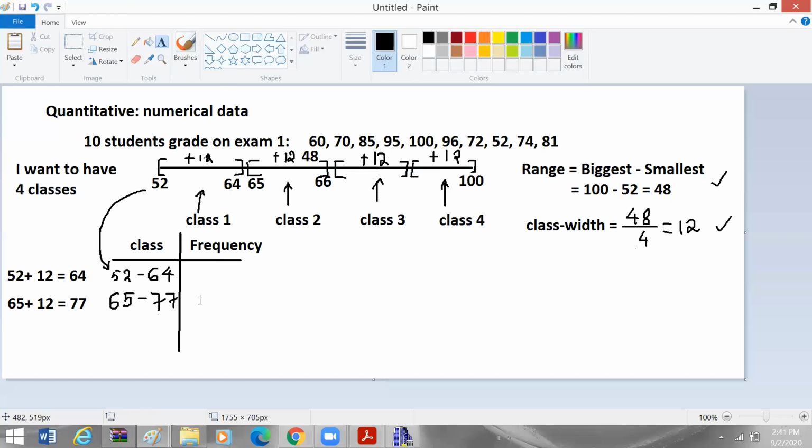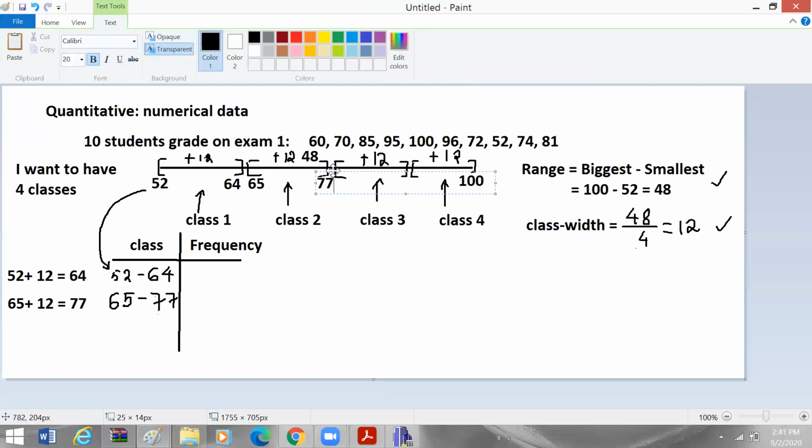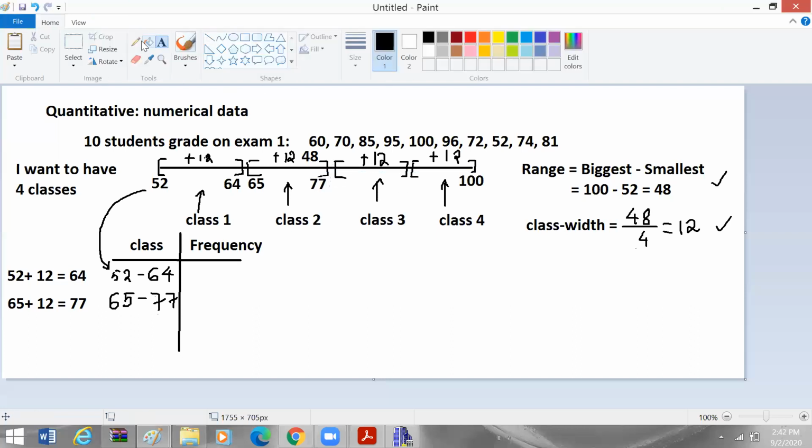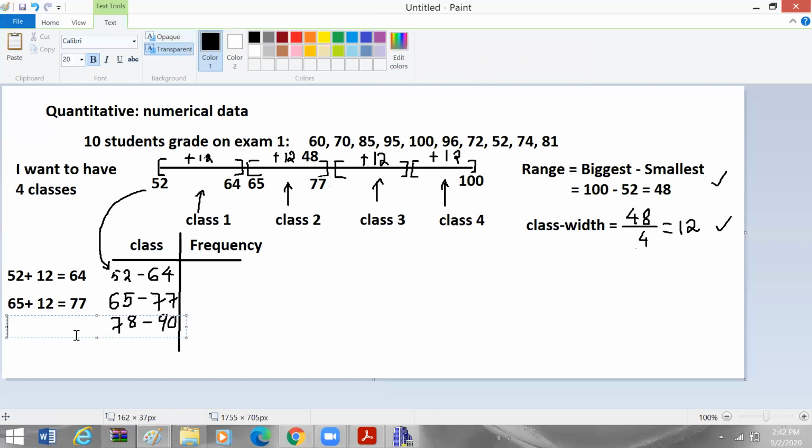Okay, and the next class has to be... no, 65 up to 77. I'm not sure why I put 66 for some reason. So this is 77. And then after that, the next class should be a number bigger than 77, so it should be 78. And then we add 12, which is 90. How can we do the math? We take 78, we plus 12, and then we got 90.